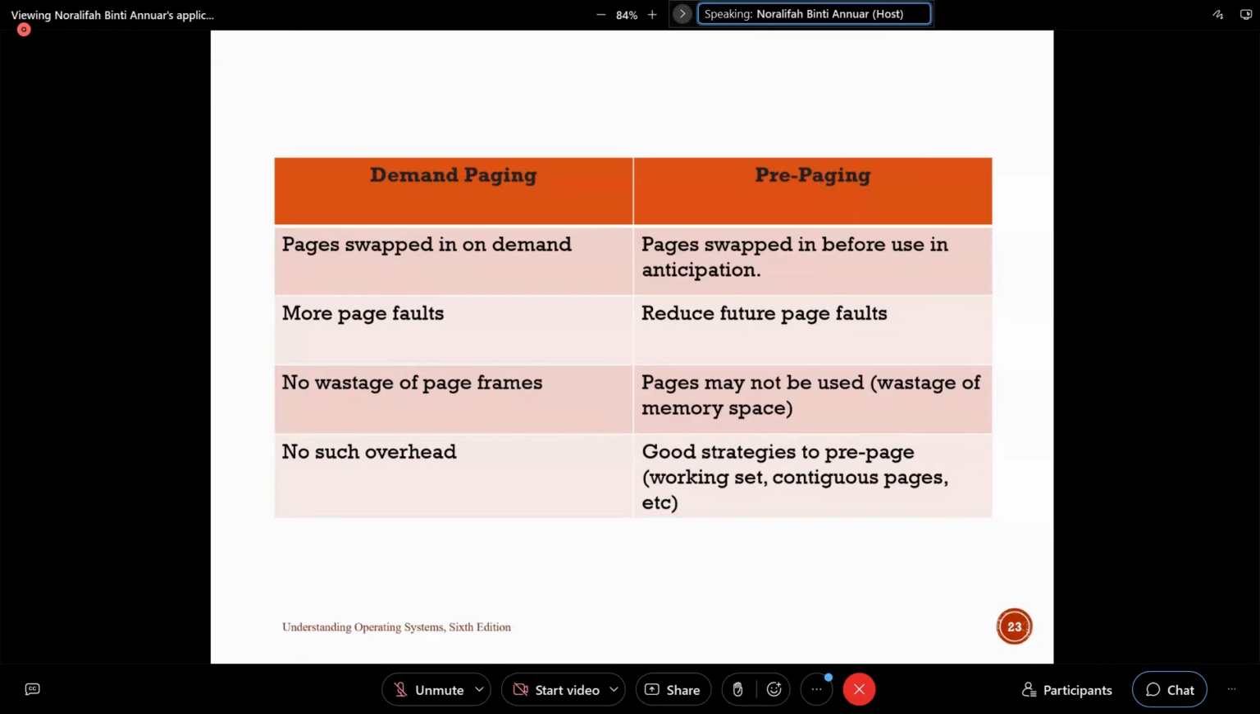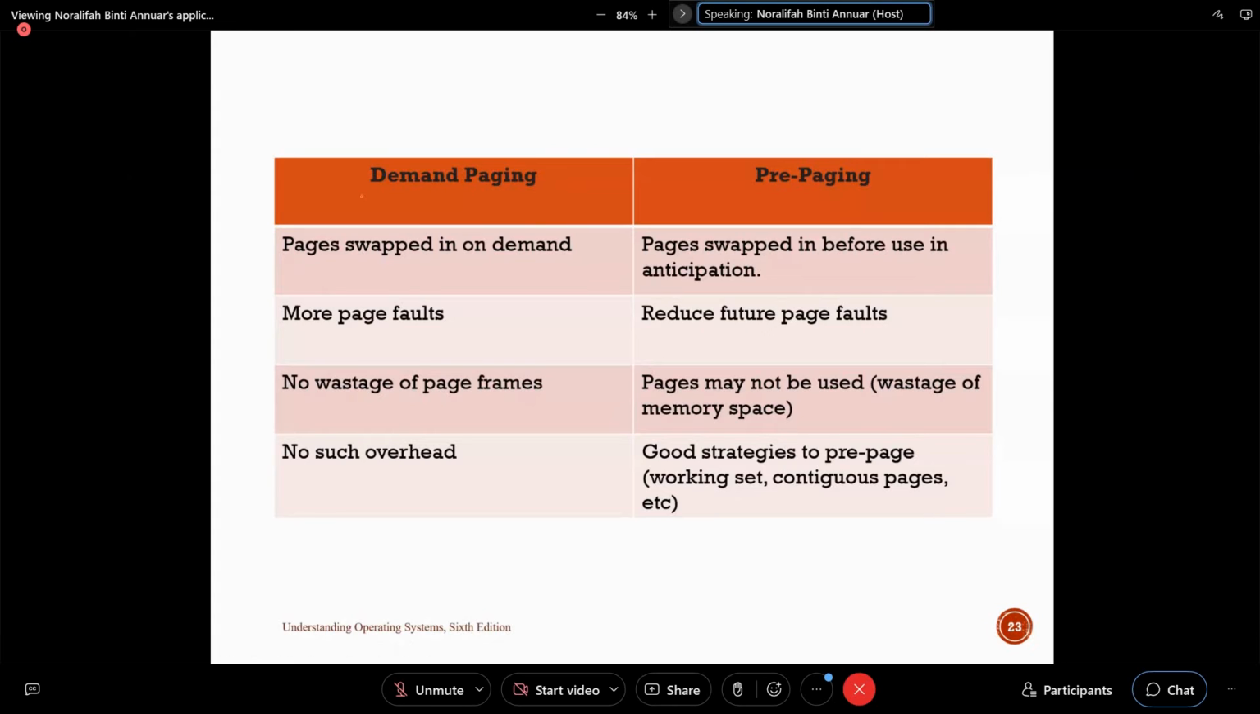Sebab dia tak semua masuk kan. But there's no wastage of page frame, no such overhead. So your table, if you compare to page memory allocation, is shorter. Okay, because you only request by demand. If the CPU needs that, then only you upload. But still you break the job into pages.